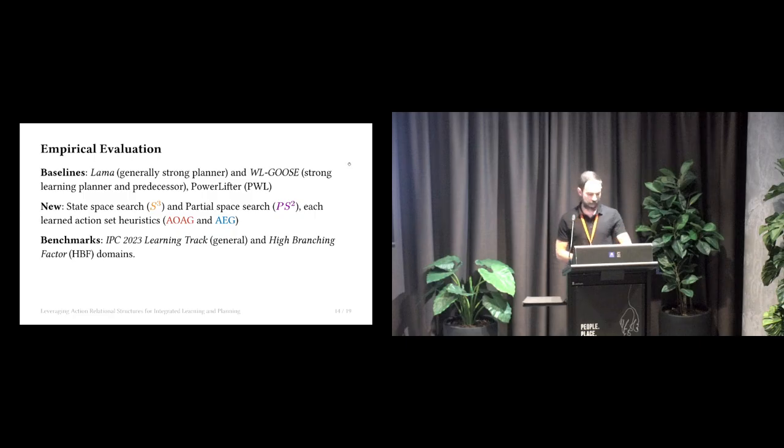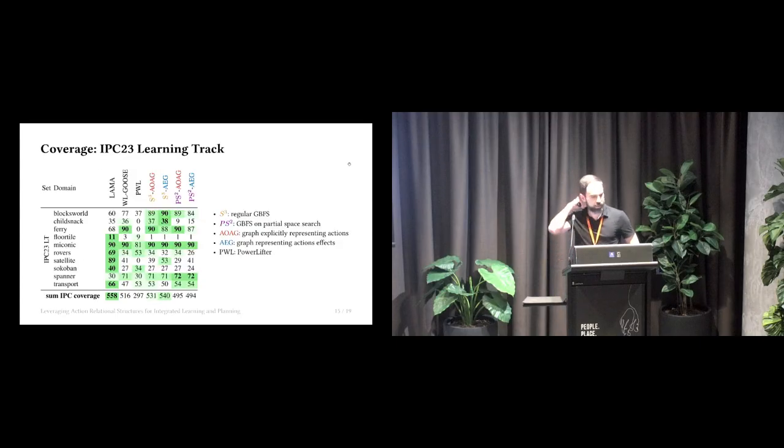Okay, so then in terms of experiments, we're going to compare against Goose, our previous work on learning using WL. We're also going to compare against PowerLifter because we're going to have these high branching factor domains. I'm going to show here results using both regular GBFS and GBFS in our partial space search on our 2 graphs. All right, so let's see the first set of experiments. Here's the IPC 23 learning track. Everything here is color-coded.